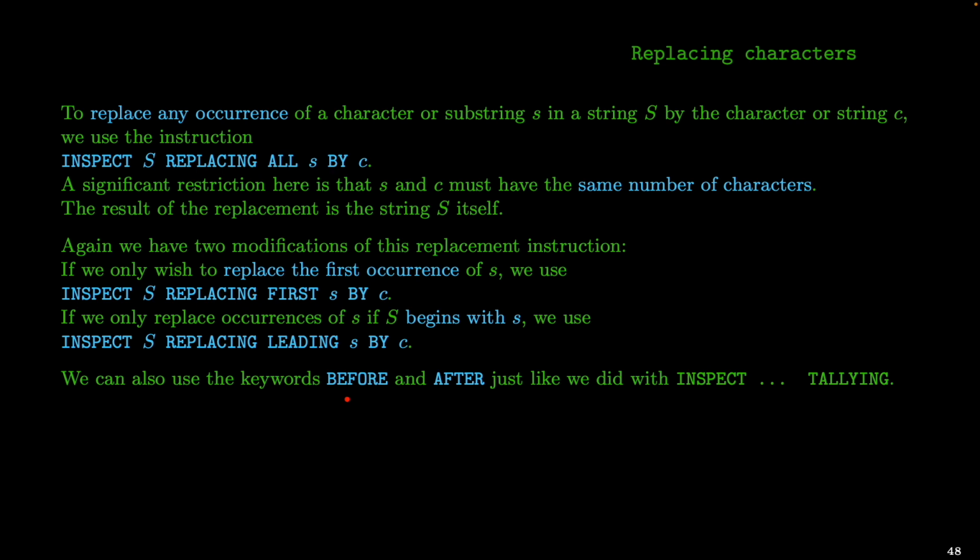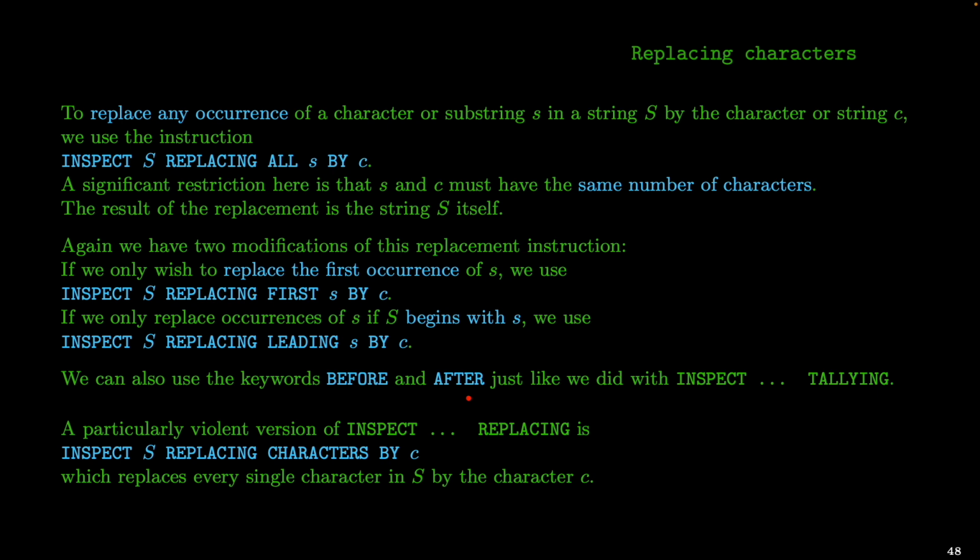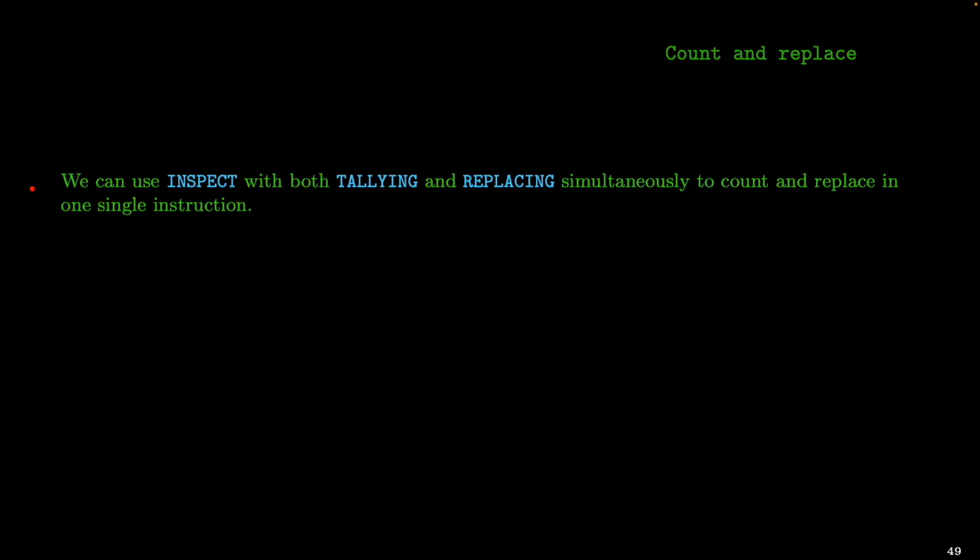And just like we did with inspect tallying, we can use the keywords before and after in the replacement operation. And if we just want to set all the characters in a string to one given character, we can use the following: inspect s replacing characters by c, so that will take any character contained in our string and replace it by the character c.